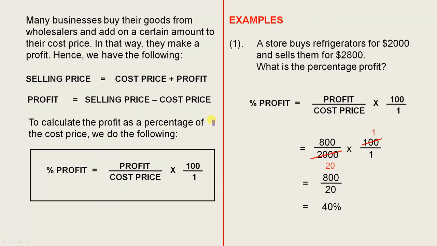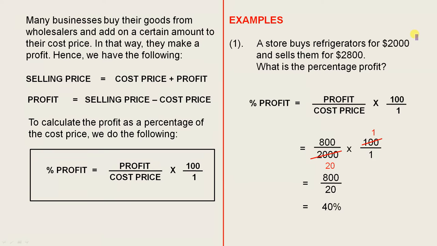To calculate the profit as a percentage of the cost price, we do the following. So the profit as a percentage, which I've called the percentage profit, equals the profit over the cost price, so that's a fraction, times 100 over 1. Because if you remember from earlier lessons, when you change a fraction to a percentage, you multiply it by 100 over 1. Let's have a look at some examples.